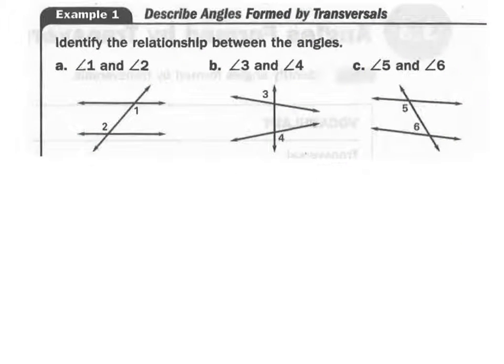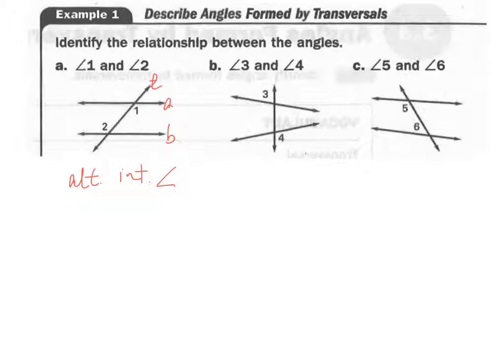Now let's see how we identify them. Here it says identify the relationship between angles, angle 1 and 2. They are on the alternating sides of the transversal. So here's my transversal. I can call this line A, line B. Therefore, 1 and 2 are alternating, right? And they're also on the inside. So they are alternating interior angles.